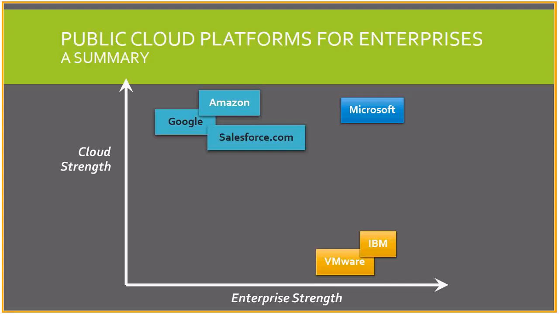But if you talk about VMware and IBM, they have that kind of enterprise strength, but they are lacking on cloud strength, because their cloud is not as mature as what Google and Amazon are, and Microsoft is in. So Microsoft falls in between these two things. Microsoft has an upper edge on enterprise strength, as well as on cloud strength. They are competing with the leaders in the cloud, as well as with the leaders in the enterprise architecture, as you can see, IBM or VMware. So that's the summary here.